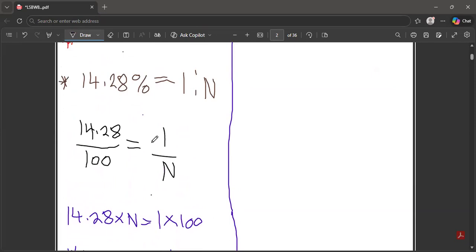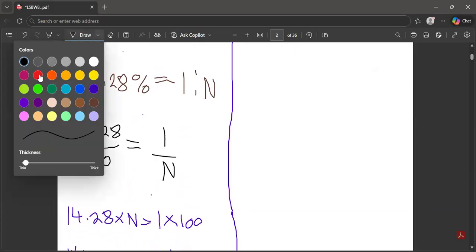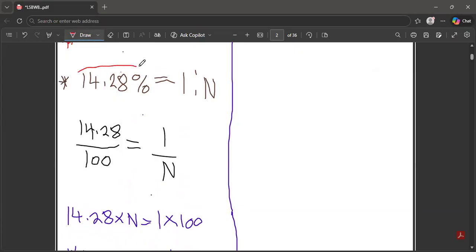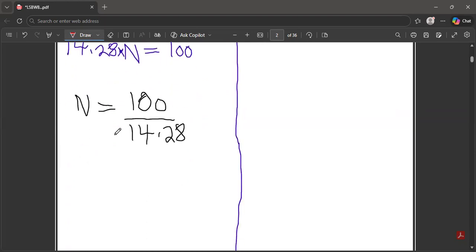You just realize that if you want to write something as 1 in n, it's just the reciprocal of the percentage itself. Because 14.28% is the same as 14.28 over 100, and in writing it as 1 in n, it means that it's going to be 100 over 14.28. Good students should have been able to jot this down.